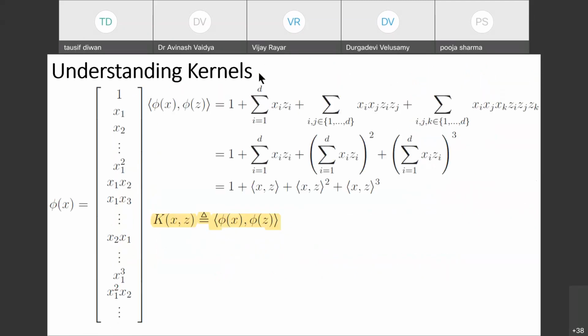See here. In this example, three attributes are there: x1, x2, x3. Consider this phi of x is nothing but all the monomials of x1, x2, x3 such that the power of the entire expression is less than or equal to 3. Now just look at this. How many features are there? 1, x1, x2, x3, then x1 square, x2 square, x3 square, x1 x2, like this. These many features are there. How many attributes are there?